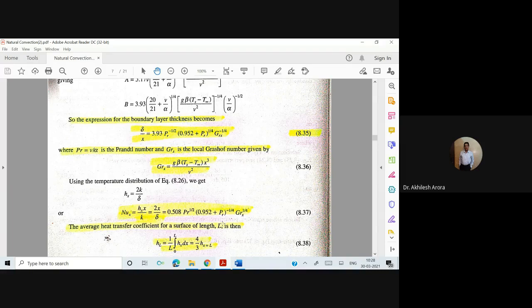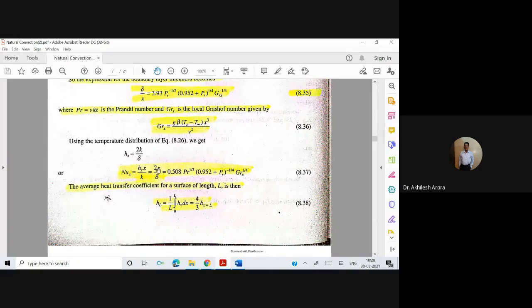Okay, so this is the equation of the Nusselt number, and if you see here, the average heat transfer coefficient for a surface of length L becomes this. So this is the value of the average heat transfer coefficient. Yes, this equation is very important, and you should always remember this.